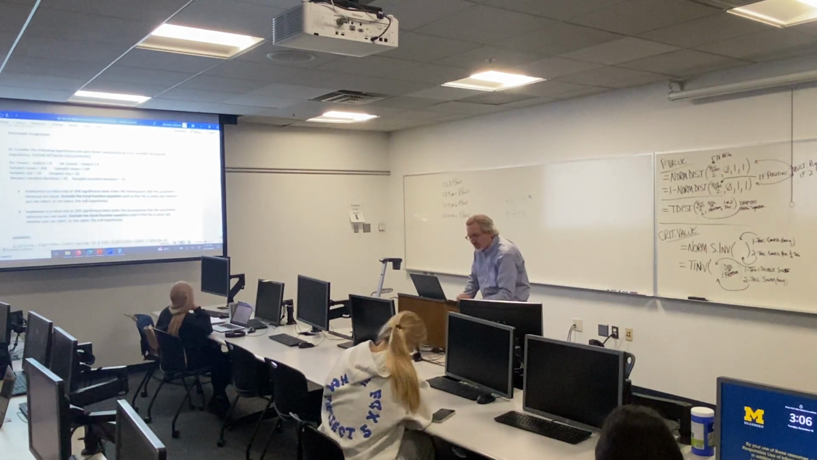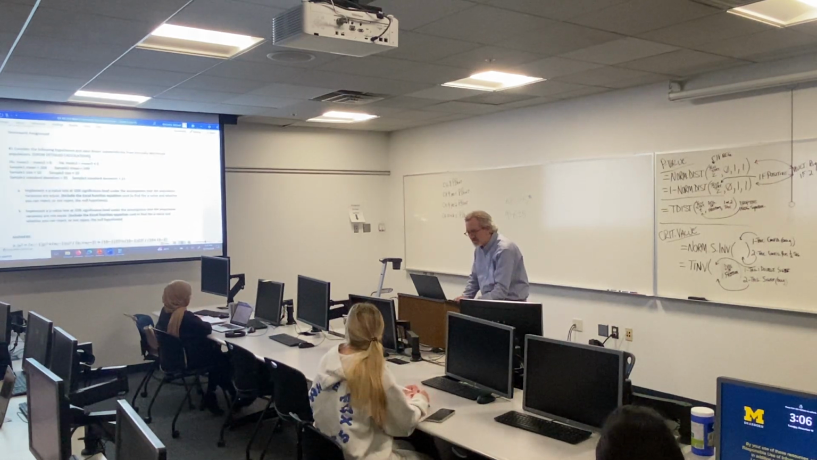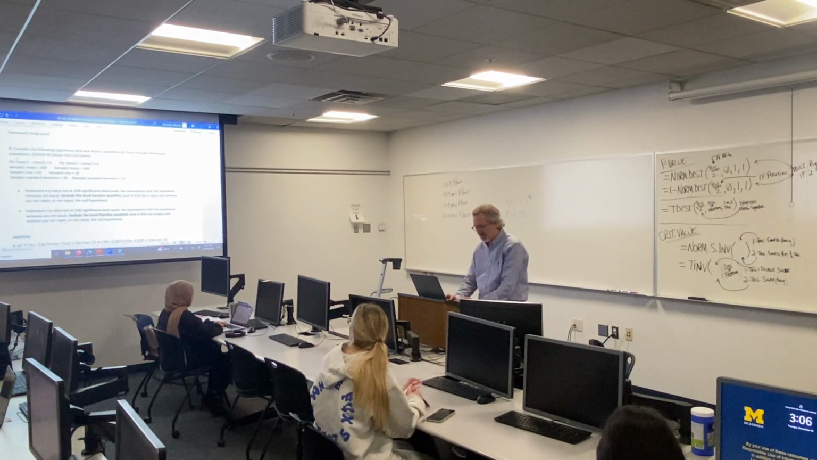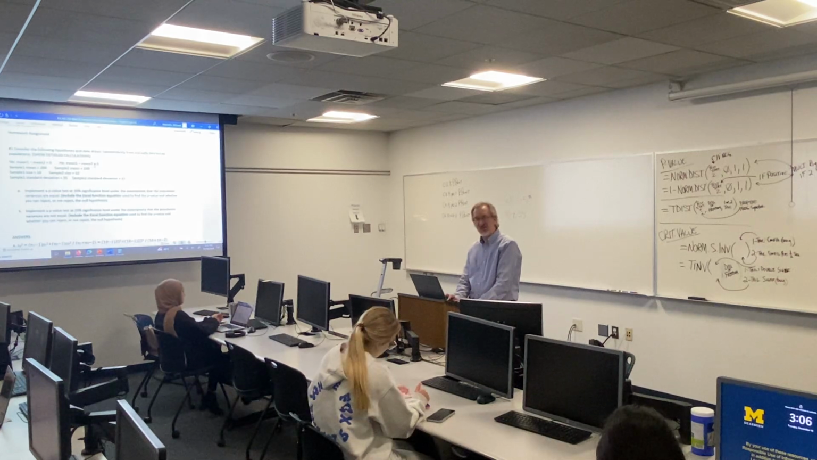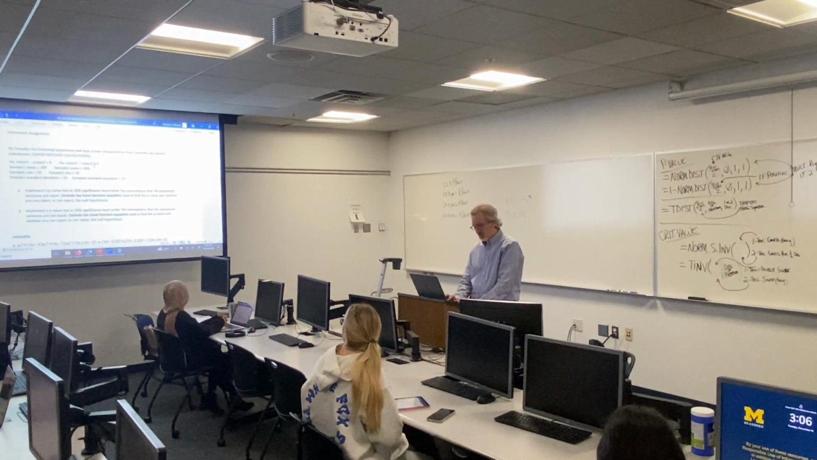Okay, here we go. Consider the following hypothesis and data drawn independently from normally distributed populations. Show your detailed calculations. The null hypothesis, mean 1 minus mean 2 is equal to 0. The alternative, mean 1 minus mean 2 is not equal to 0. 1 tail or 2 tail? 2. Very good.